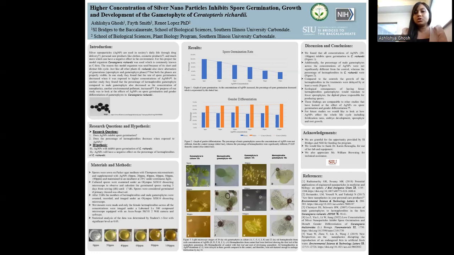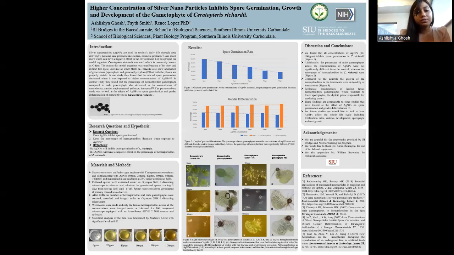For the procedure, spores were sown on agar plates, which already had different concentrations of silver nanoparticles starting from 0 ppm, followed by 20, 40, 60, 80, all the way to 100 ppm. As we can see in the picture under materials and methods at the bottom, as the concentration went up, the color of the plates became darker and darker, which is a sign that they have more silver nanoparticles in them.